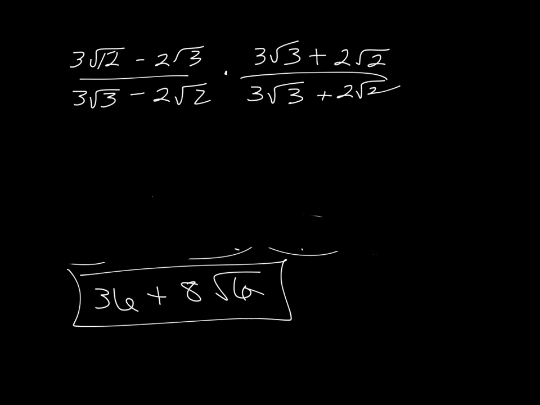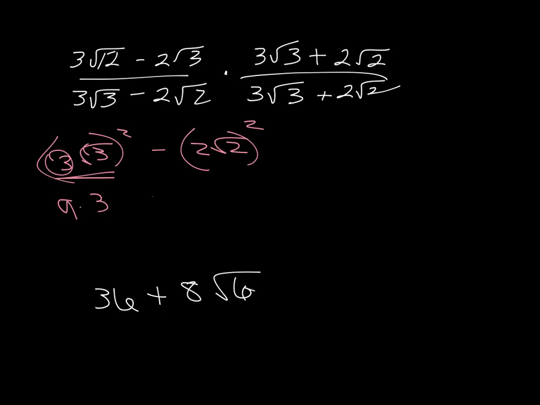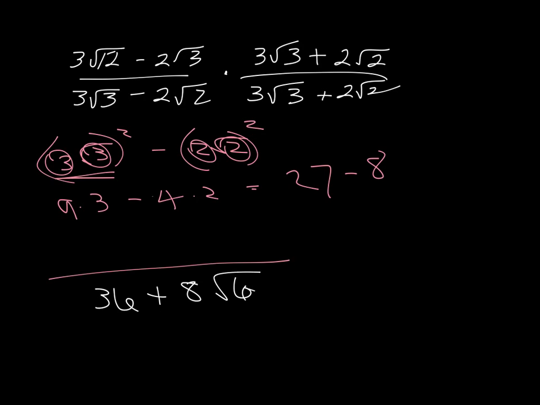The denominator is probably the easier of the two to find because we don't really have to do a ton of work. All we have to do is square the first term minus square the second term. Squaring that is going to be 9 times 3, squared that, minus square that, square that. So that's going to be 27 minus 8. 27 minus 8 is 19.